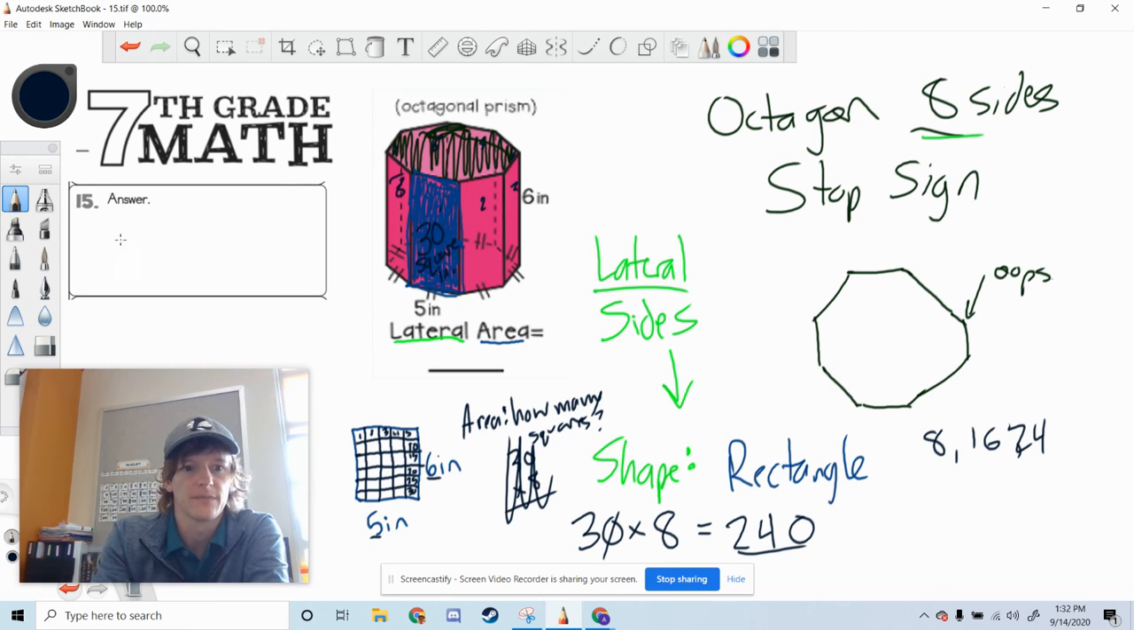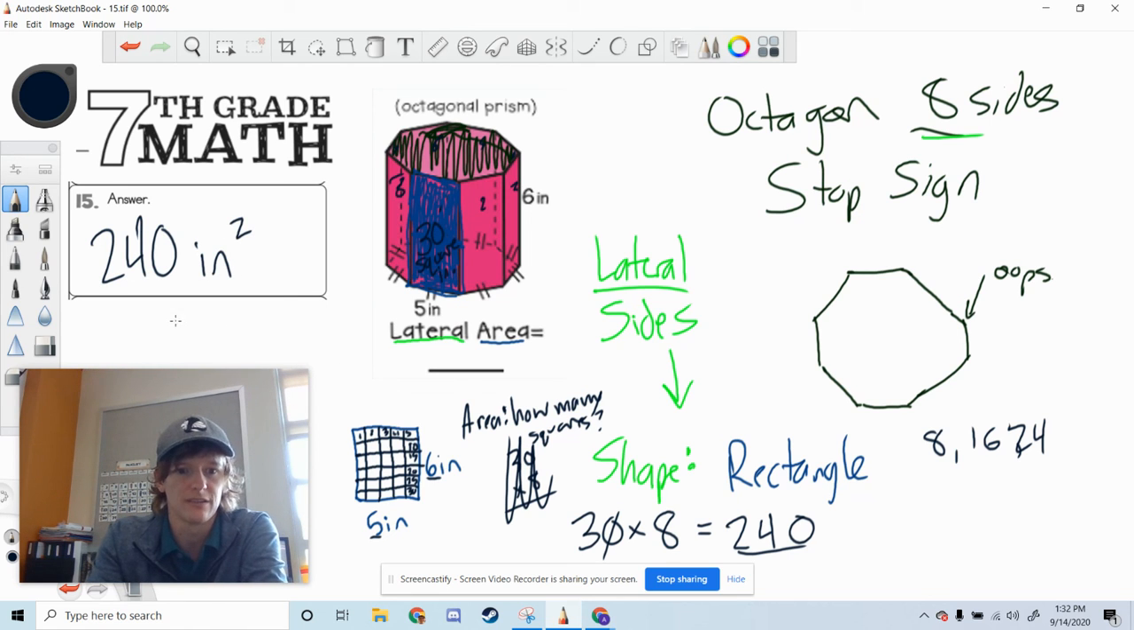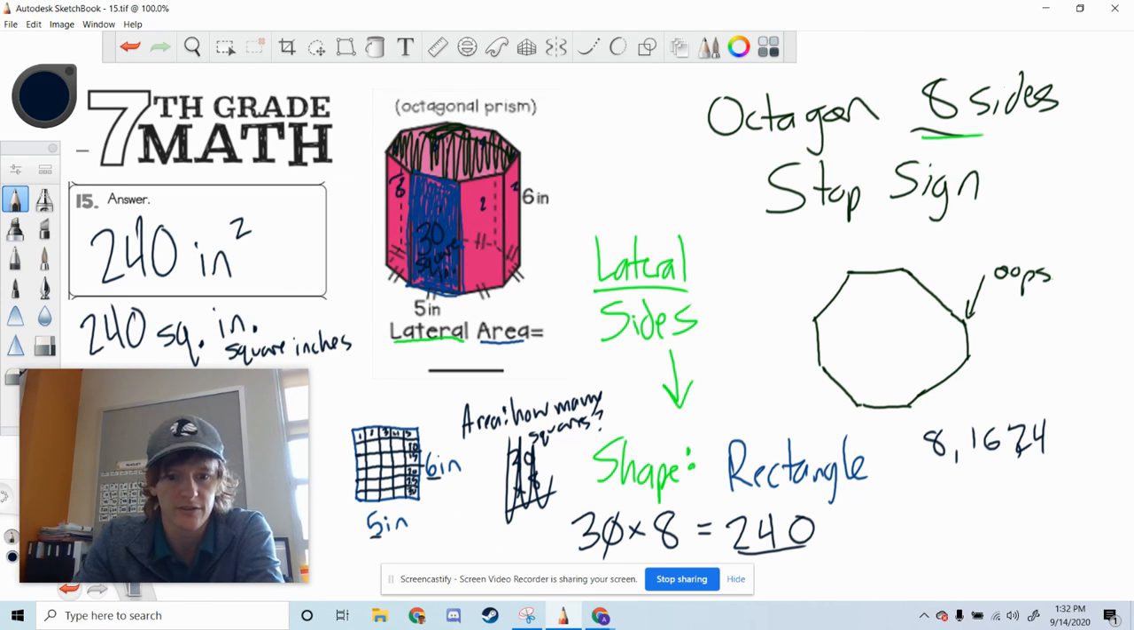So our answer here is 240 inches to the second power, which means 240 square inches. Square inches. And each one of these squares was 1 inch by 1 inch. So it's 1 inch squares. We needed to count how many 1 inch squares were on the side. So we have 240 inches squared. That's what that little symbol means. It means it's a square inch. And that's what we've got, number 15.